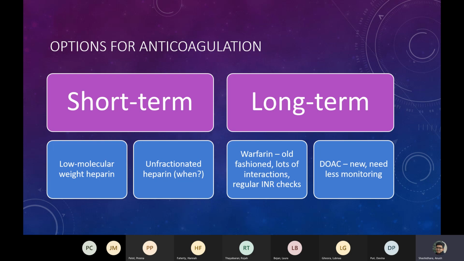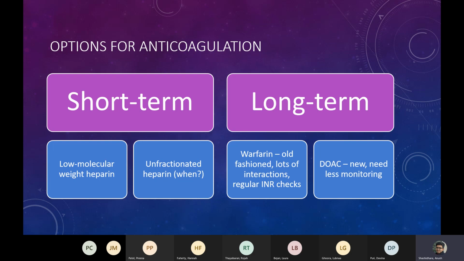Long term, you've already said warfarin, or you can use a DOAC. You can use a DOAC now in the short term as well. Back when I did year 4, if you had a PE, you would treat that with low molecular weight heparin. Now, if you have a PE, the guidance has changed. You can just treat it with a DOAC immediately. So you can use it in the short term as well. So these slides need updating.